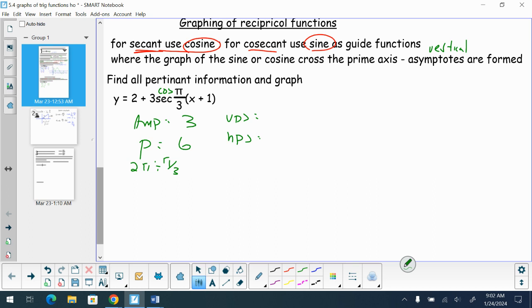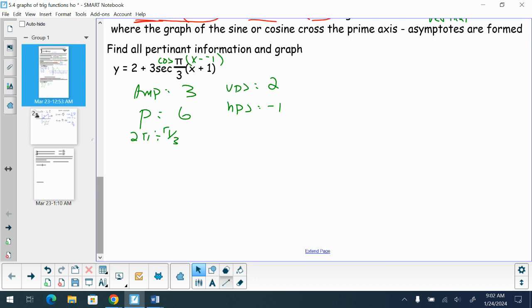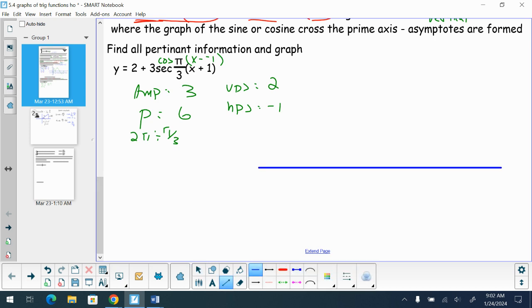Vertical, horizontal phase shift. Courtney? Vertical is 2. Horizontal? -1. Once again, this is x minus the -1. So what we want to get down here is our cosine curve. Amplitude of 3, vertical phase shift of 2. So we want to be a little bit more top heavy again.